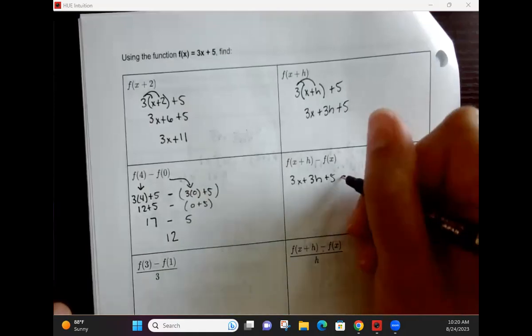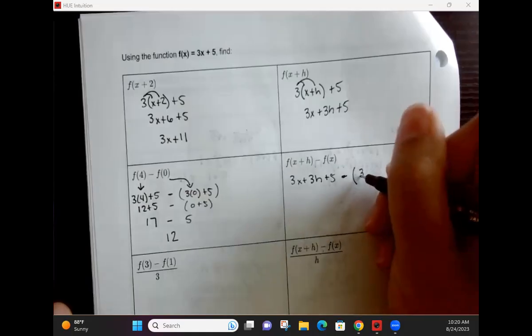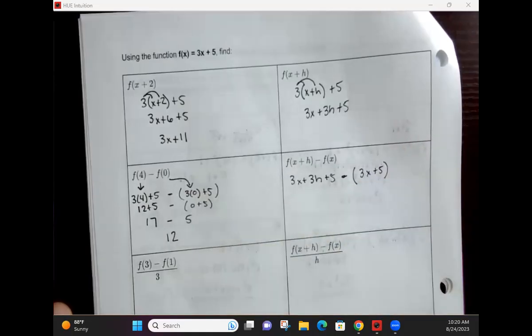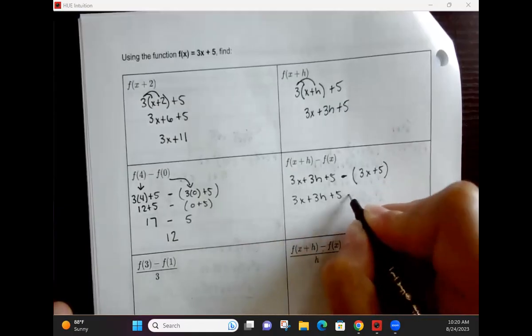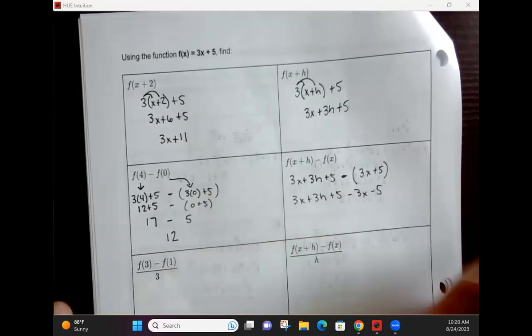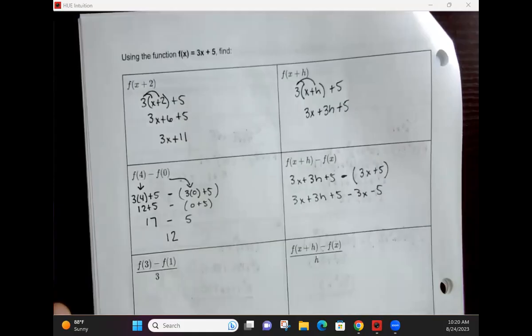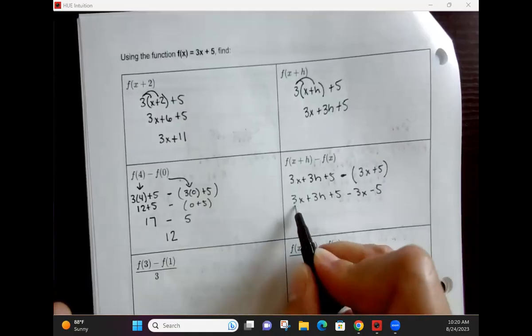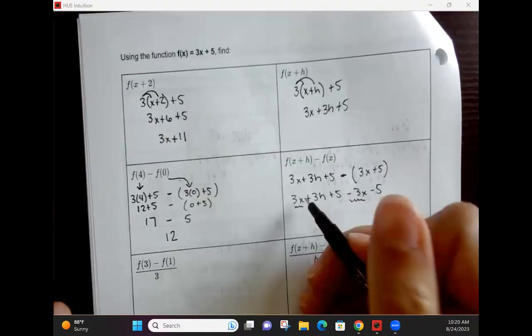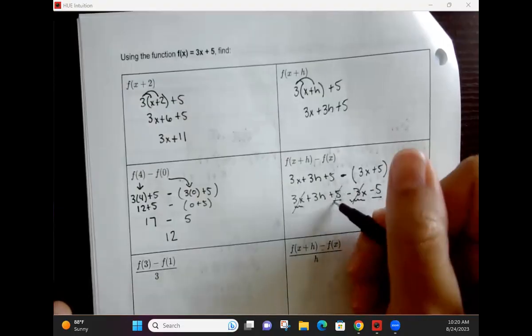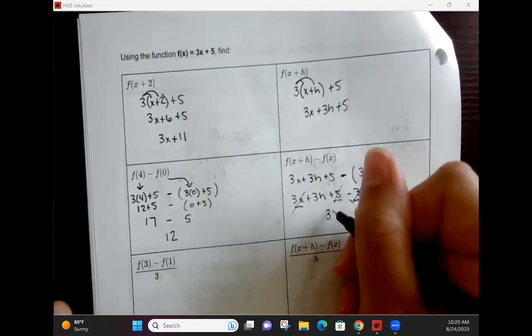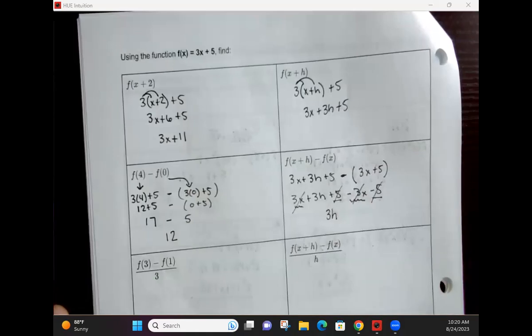And now I want to subtract f of x, which we know is 3x plus 5. So this would be 3x plus 3h plus 5 minus 3x minus 5. I do have like terms to combine this time. 3x minus 3x means no more x terms. 5 minus 5 means those are gone as well. All I have left here is 3h. Questions for me on this one? This is a little weird.